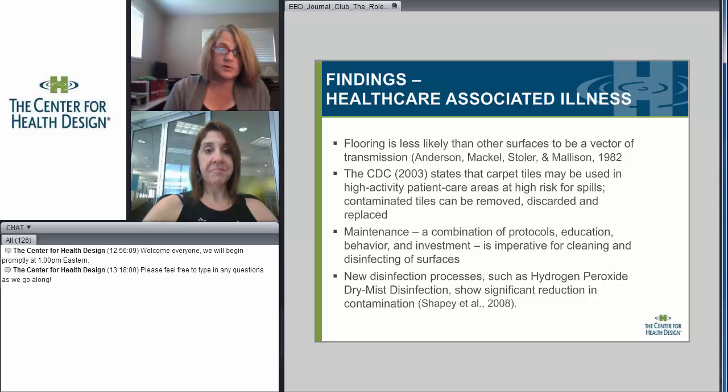And also there's new disinfecting processes that I think is a game changer, because you look at something like hydrogen peroxide, which can decontaminate or disinfect a three-dimensional object. All of a sudden, just trying to clean a flat surface isn't the only option available anymore.